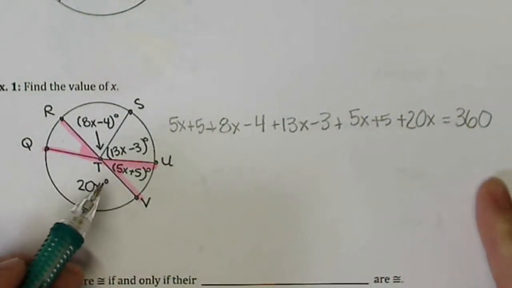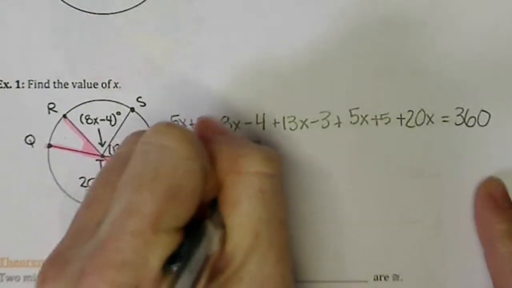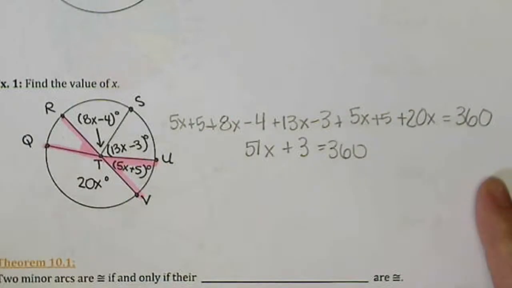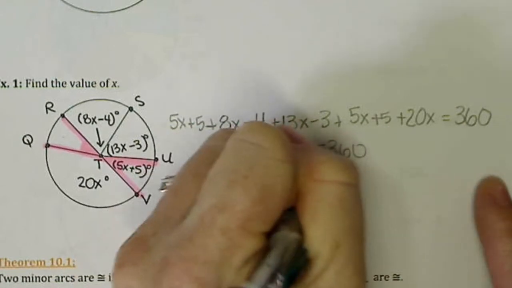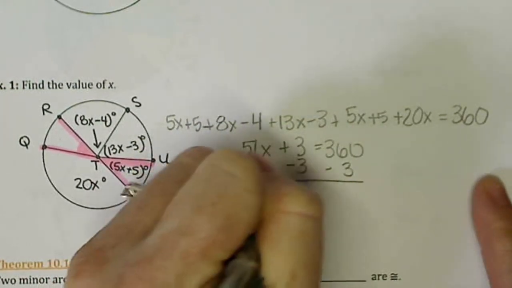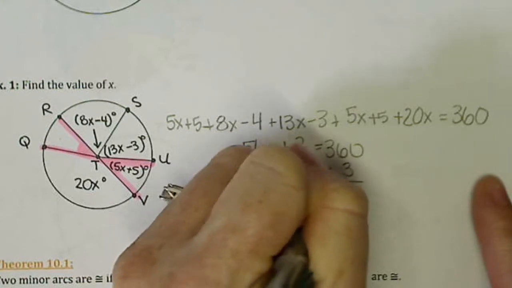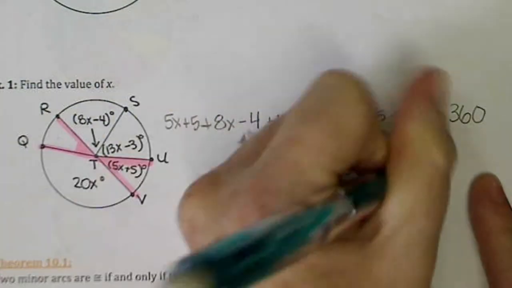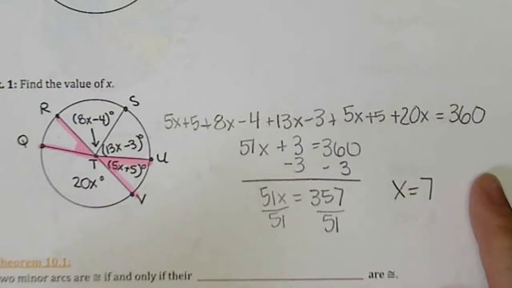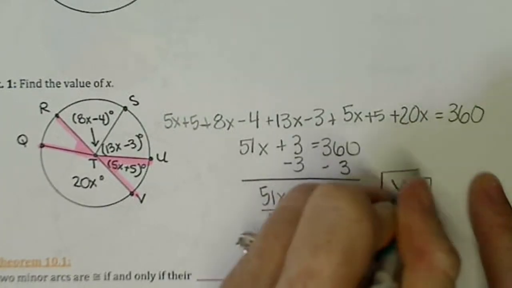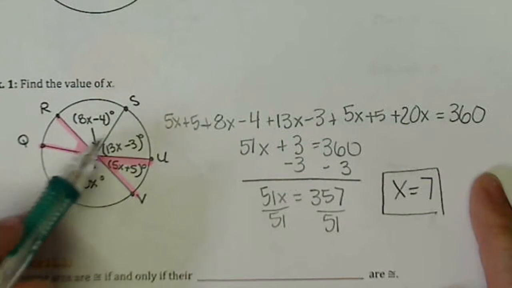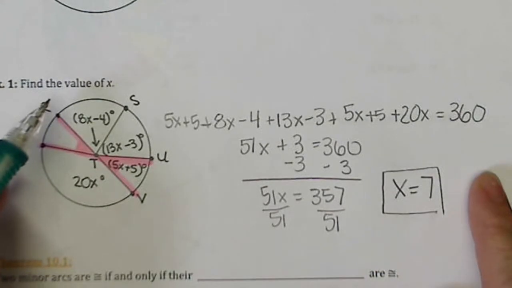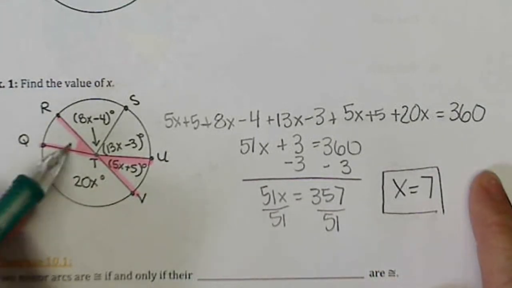Okay, let's combine like terms on the left side, and we will get 51x plus 3 equals 360. Do a little algebra, minus 3. And then let's divide by 51. And we will see that x equals 7. Now, can I use that to find these angles? I sure can, but I don't need to. I just need to know what x is.